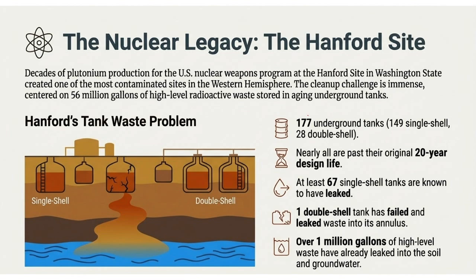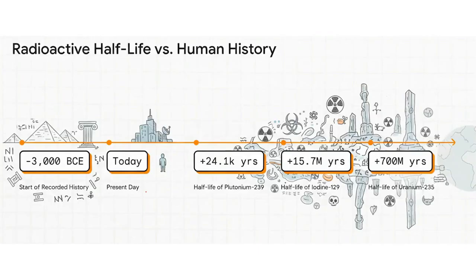Initially there were 177 underground tanks. 149 were single shell and 28 were double shell. There is now leakage in the single shell underground storage tanks. Okay, so the problem with radioactivity is that it stays in the environment for a very long period.